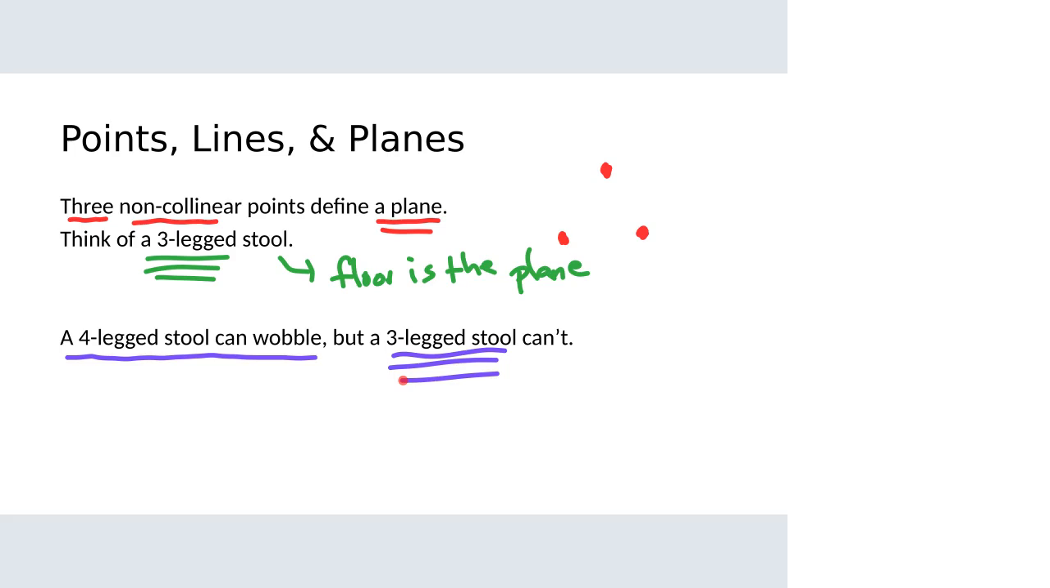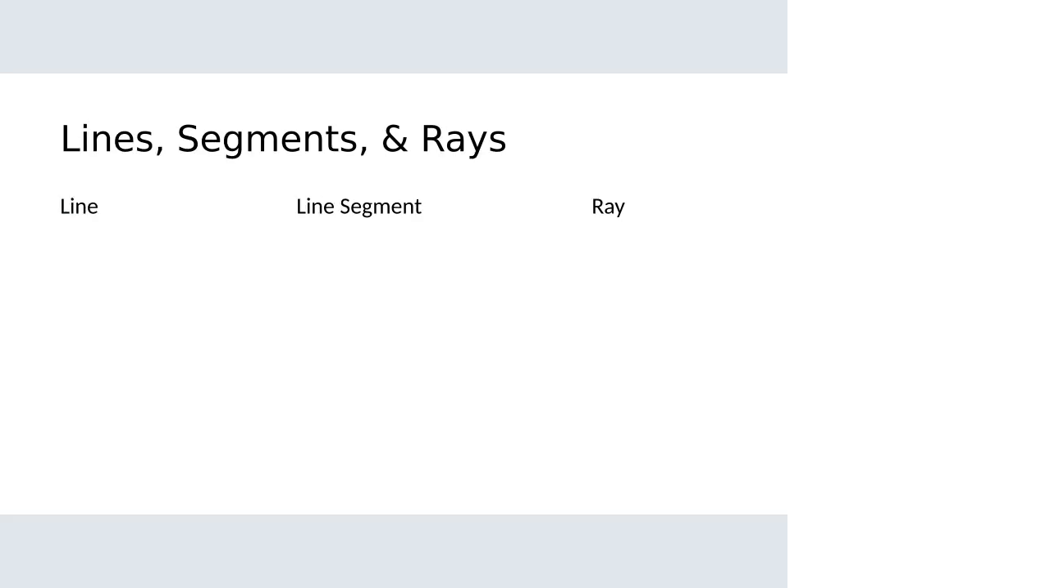All right, now to something that's probably a little more familiar. We're going to talk about lines, line segments, and rays. A line, we've already discussed a little bit. A line can go through more than 2 points, but if we have 2 points, that defines a line. And a key thing about a line is that it goes on forever in both directions. So for a line, we need those arrows to indicate that it goes on forever in both directions.